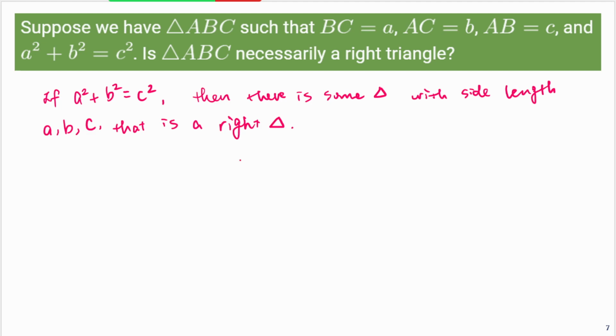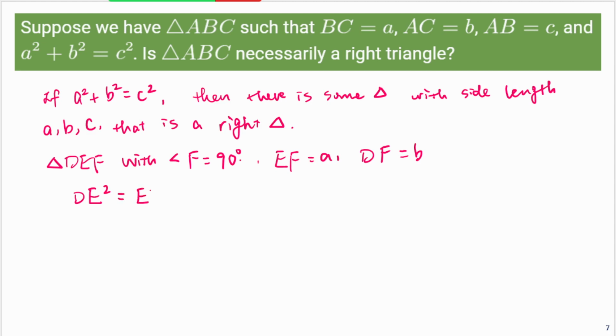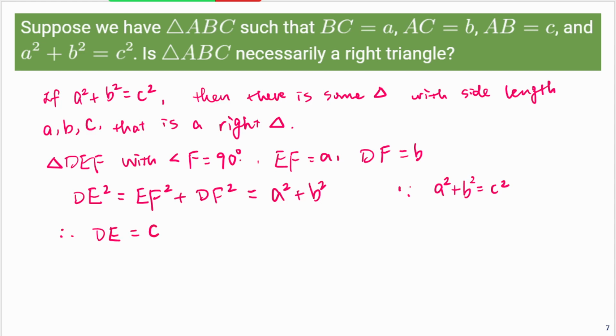Specifically, consider triangle DEF with angle F equals 90 degrees and EF equals A and DF equals B. Then Pythagoras theorem tells us that DE squared equals EF squared plus DF squared, which equals A squared plus B squared. Since we know that A squared plus B squared equals C squared, then DE must equal C, right?